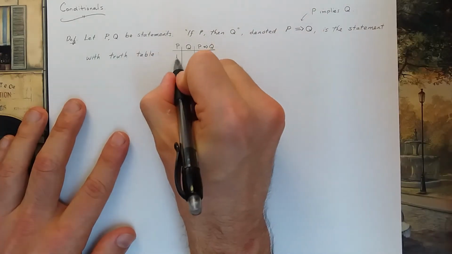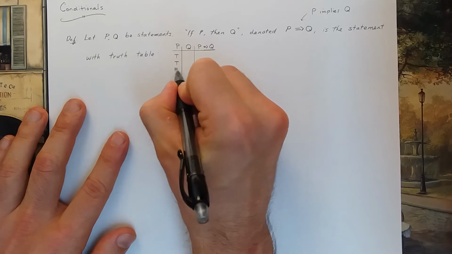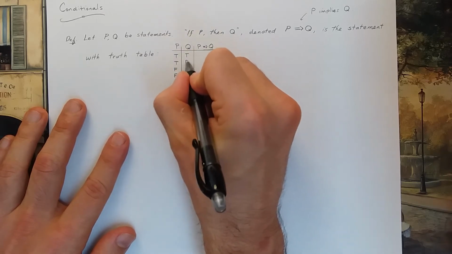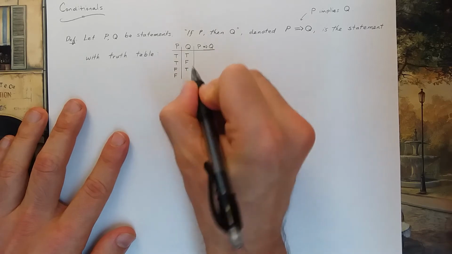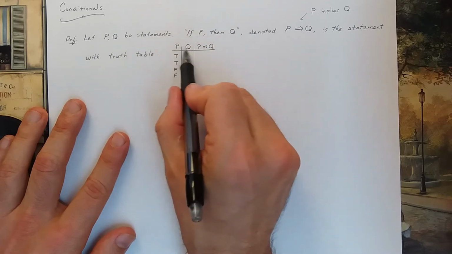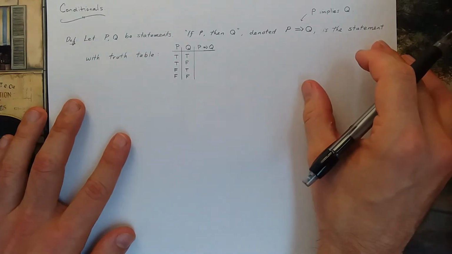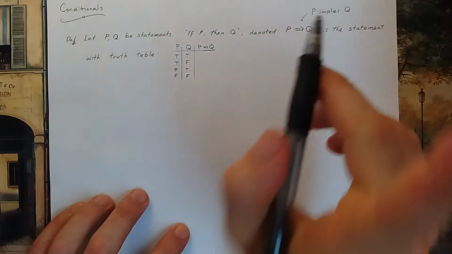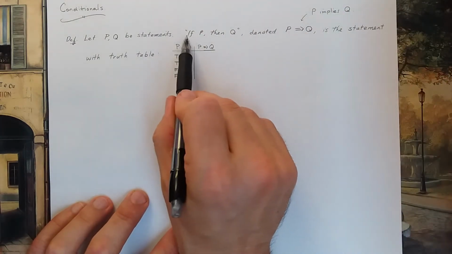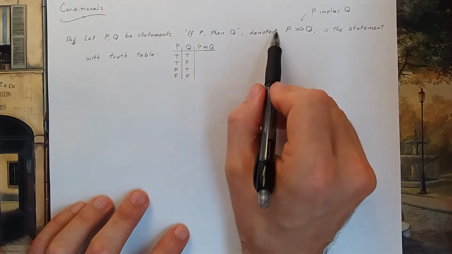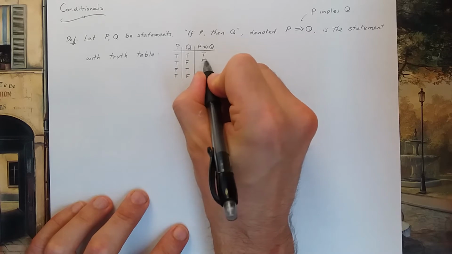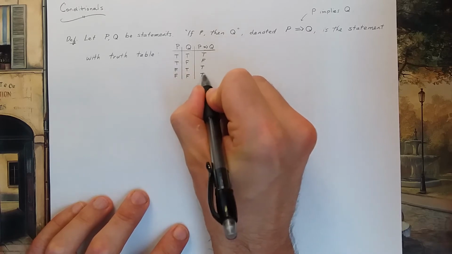So P could be true or false. Q can be true or false. And so in the first two columns of my truth table, I list all possible combinations of P and Q. The definition of P implies Q, and of what you get when you see if P then Q, is this truth table. It must be true, false, true, true.